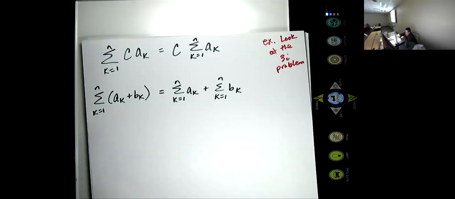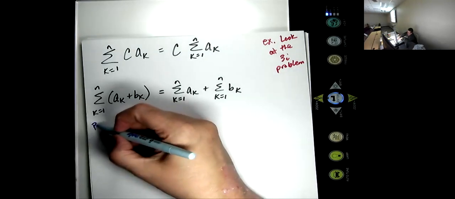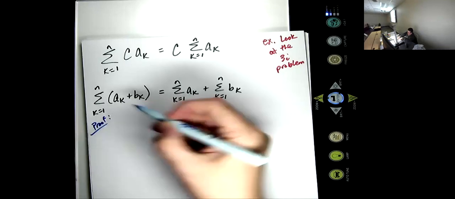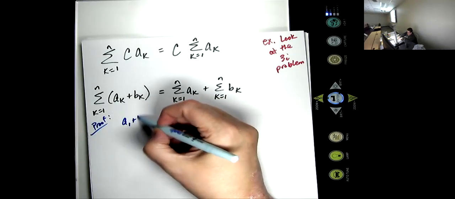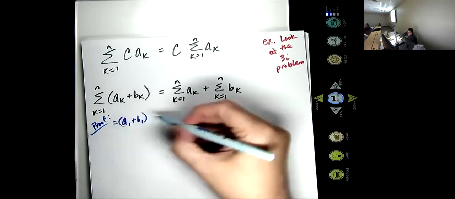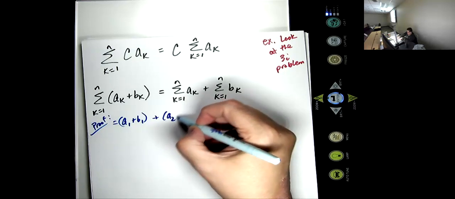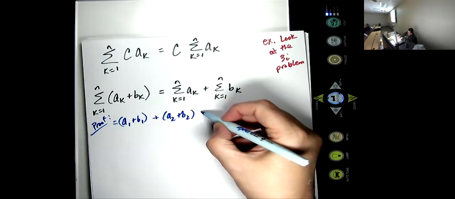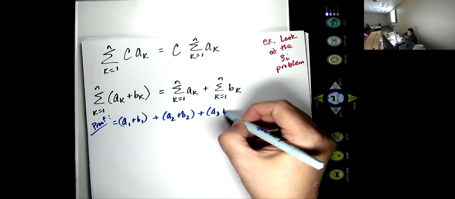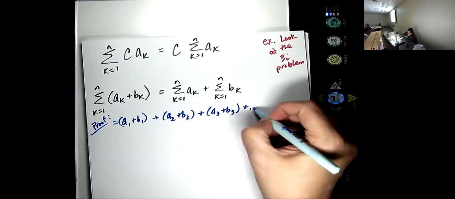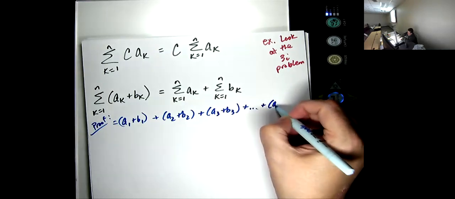So to show how this works, just start writing it out. I got A1 plus B1 plus A2 plus B2 plus A3 plus B3 plus ... plus AN plus BN.